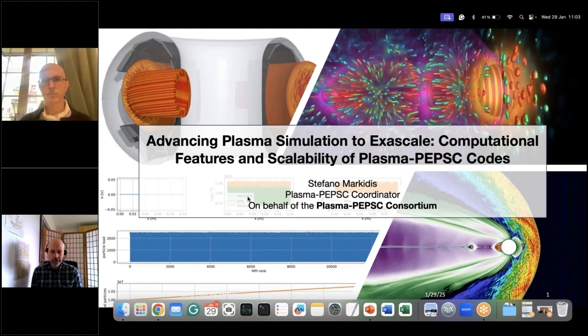Today we have the pleasure to have as guest Stefano Markidis from KTH. Stefano is the coordinator of Plasma PEPSC COE, and they are developing 4 codes for simulation of plasma, and I'm eager to learn about that. So the floor is yours, Stefano.